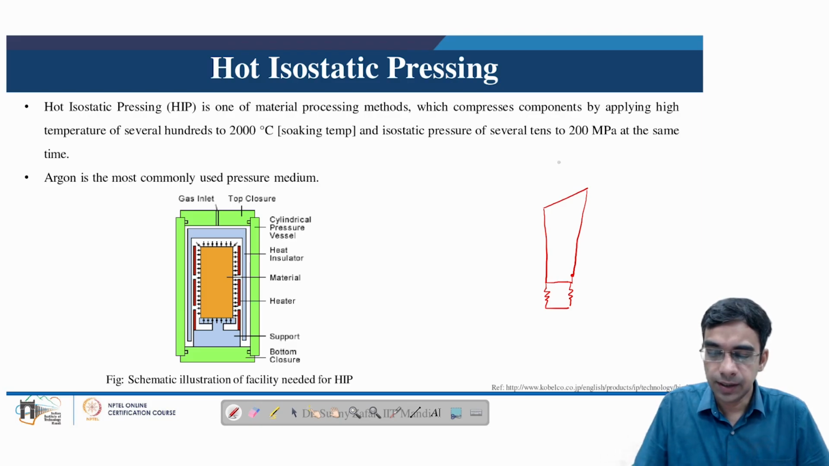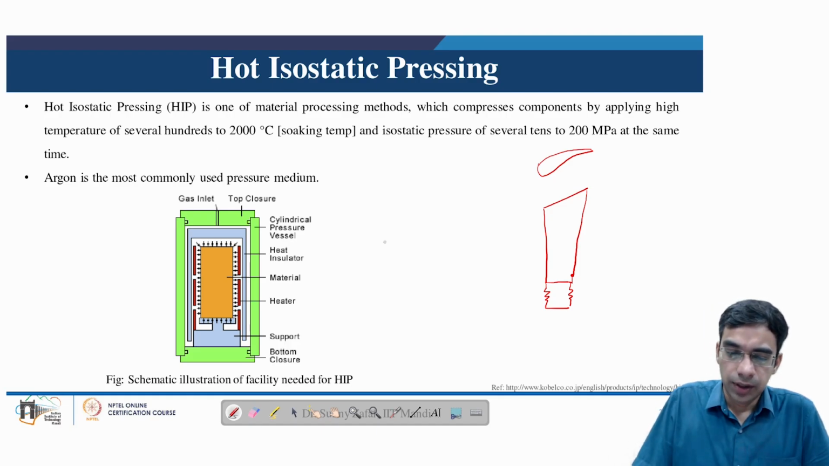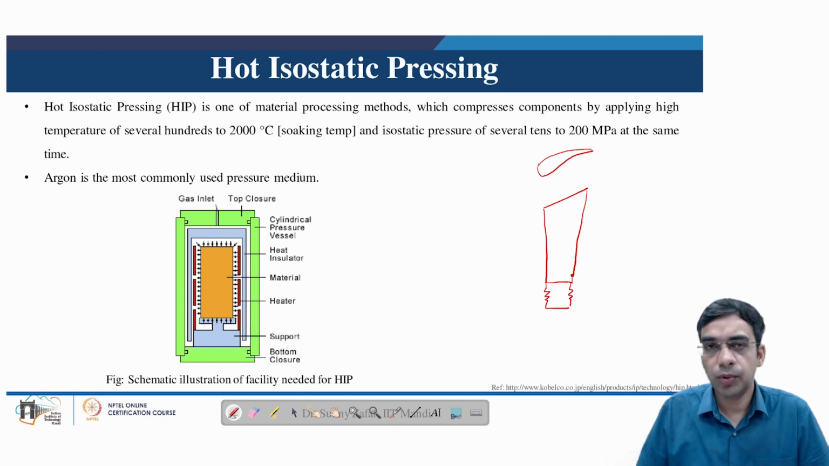So if you look at a typical diagram of a gas turbine blade, what we will see is that as the requirement of gas turbines is increasing, the size of the gas turbine is increasing. So whenever we try to cast large objects, there is a possibility that some defects may creep in while the casting is done. So here in hot isostatic pressing, what we want to do is heal up those pores or defects by applying heat and pressure.